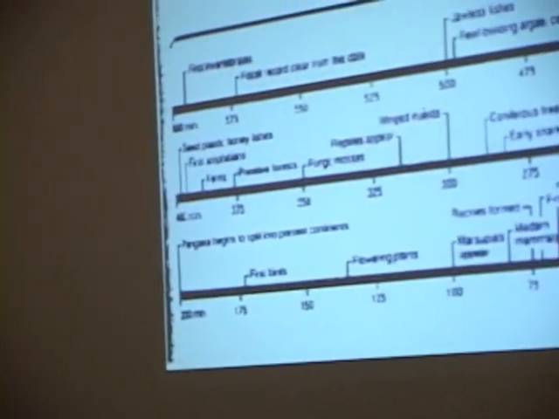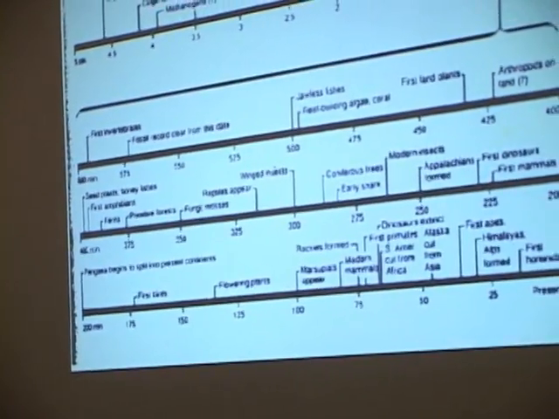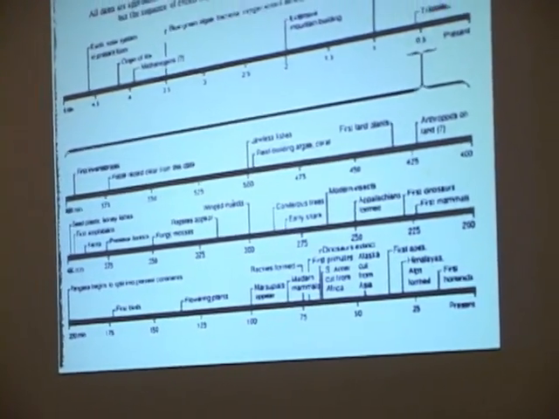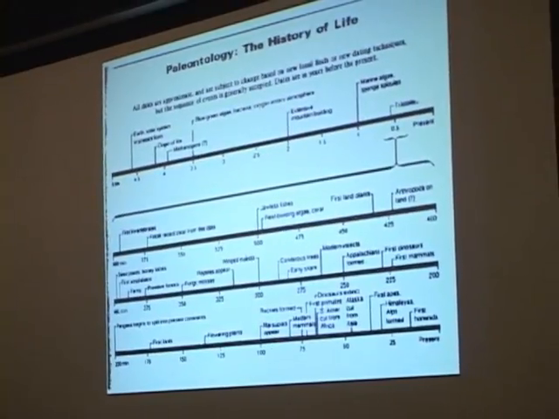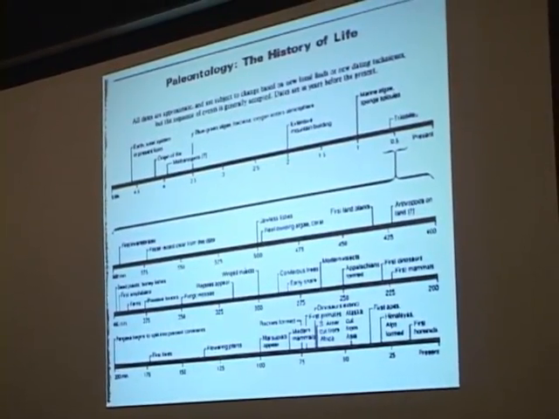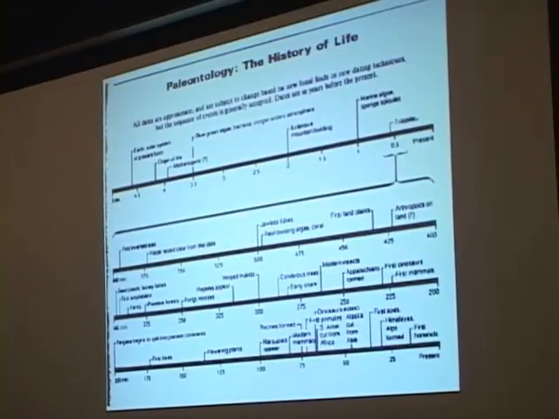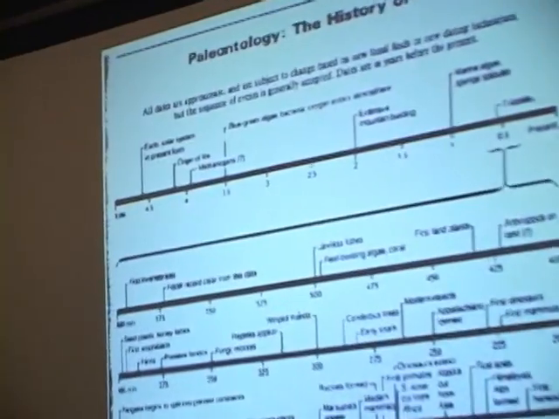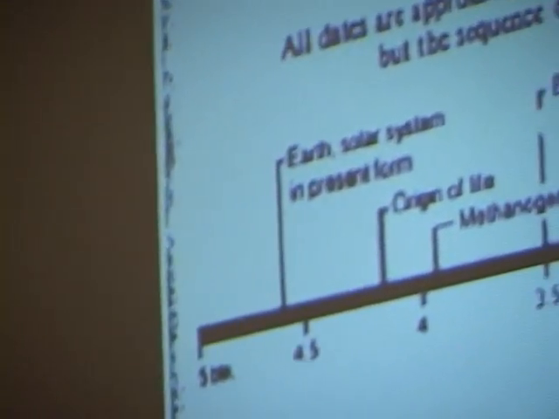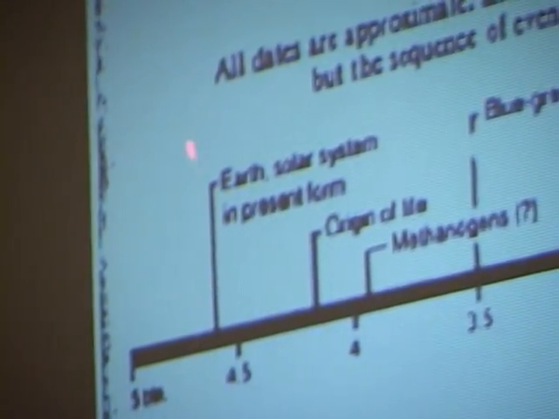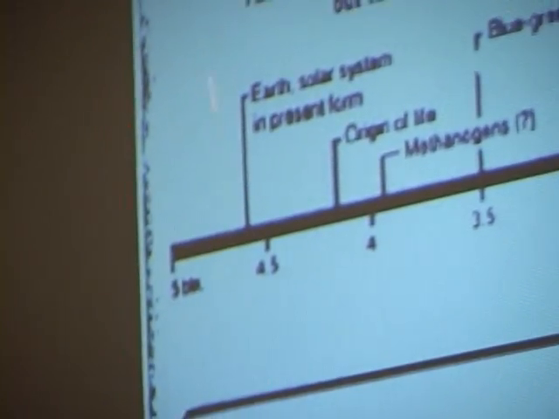I'm going to begin today with a chart which comes out of the Almanac. It's called Paleontology, the History of Life. As you look at it, it has a listing of when various things have happened on the planet. If you go back to the very beginning, it indicates that the Earth is about 4.5 billion years old. That's right there, 4.5 billion years old. Earth and the solar system in present form.